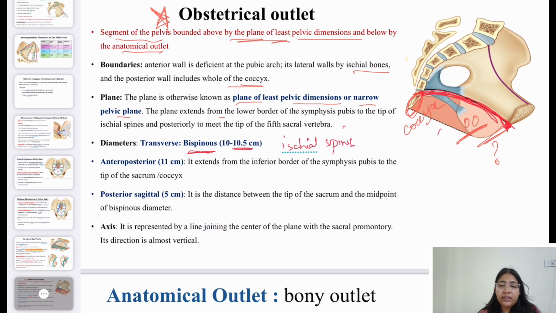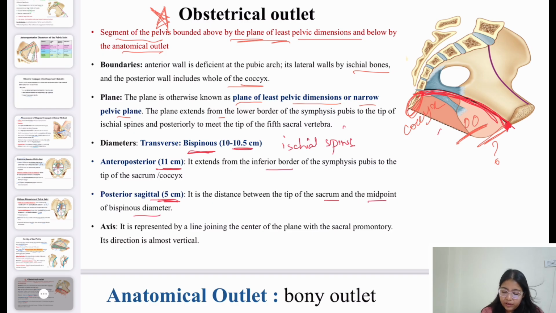But if a fetal head is unable to pass through this diameter, then there will be obstructed labor or CPD, or prolonged and delayed labor. So that is why you should know this plane. Anterior diameter is 11 centimeters. It extends from the inferior border of the pubic symphysis to the tip of the sacrum or coccyx. Posterior sagittal diameter is between the tip of the sacrum and the midpoint of the bispinous diameter.